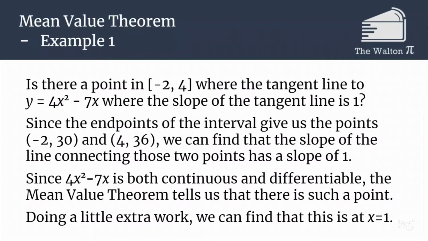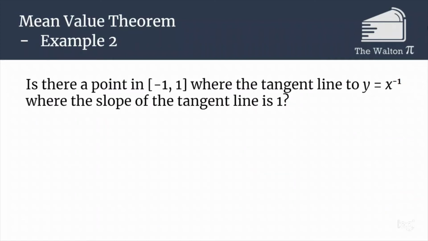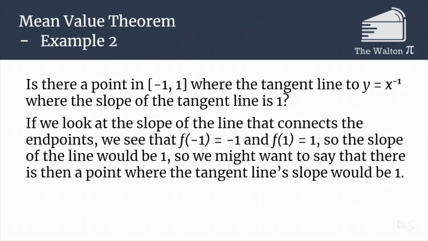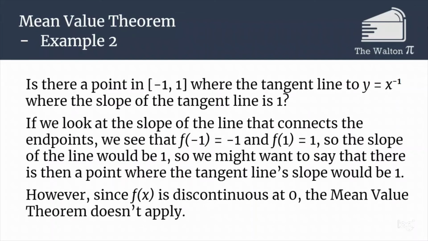Let's go through another example. Is there a point in the interval -1 to 1 where the tangent line to y equals x to the minus 1 has a slope of 1? Well, if we check the endpoints, f of negative 1 is negative 1 and f of 1 is 1, so the slope connecting the two endpoints would be 1. So we might want to say, yeah, sure, there's going to be a point where the tangent line slope is 1. However, y equals x to the minus 1 is discontinuous at 0.